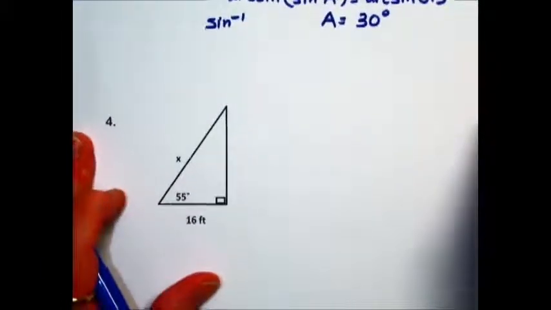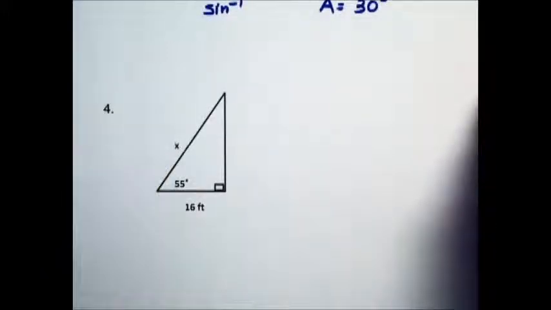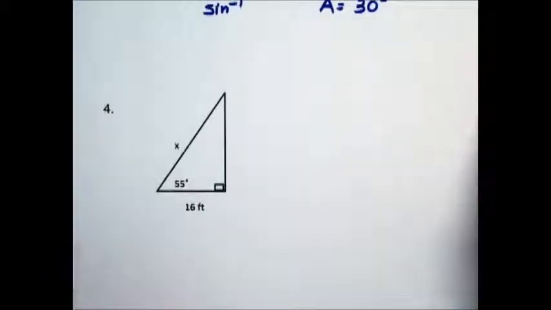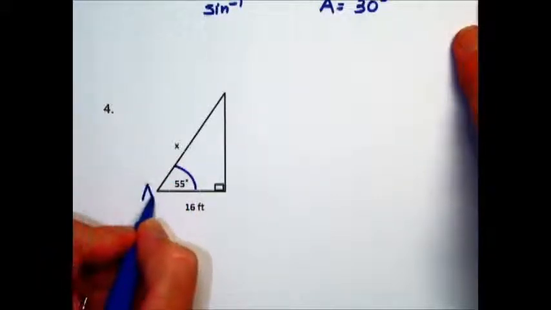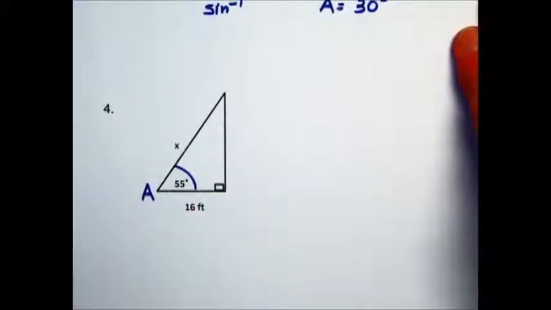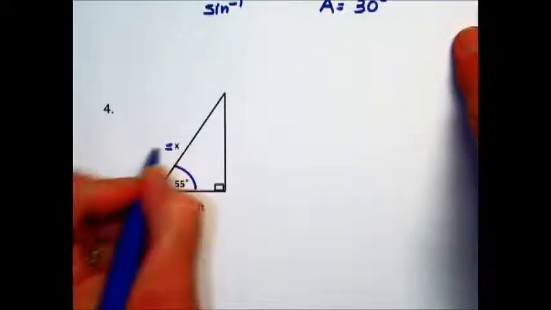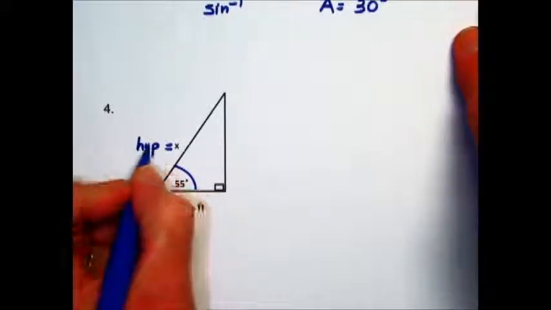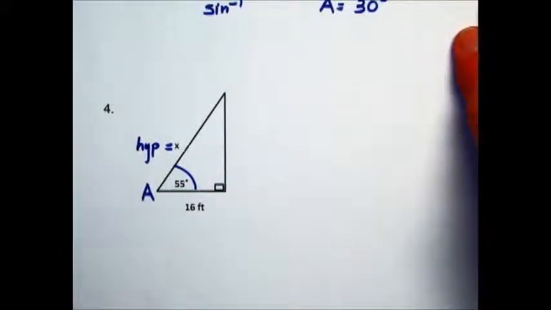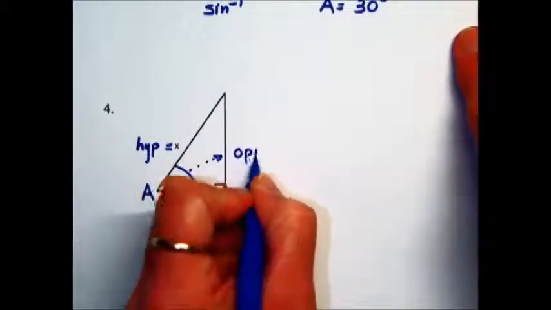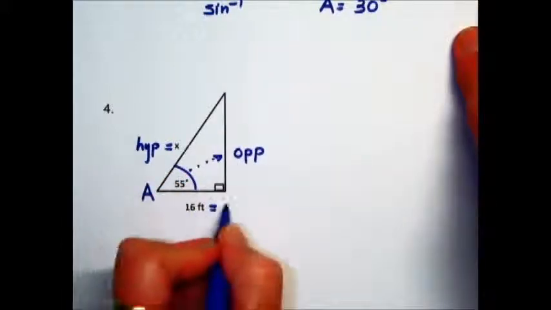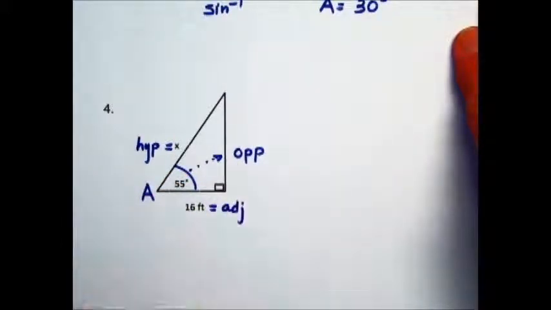In problem number 4, we're looking for the value of the side designated by X. We'll identify the reference angle, and since they're giving us the measure of this acute angle, we'll use that as a reference angle, labeling the sides of the right triangle, starting with the longest side, the side opposite the right angle. We're trying to determine the length of the hypotenuse. With A as our reference angle here, we'll label the opposite next and the adjacent side last.